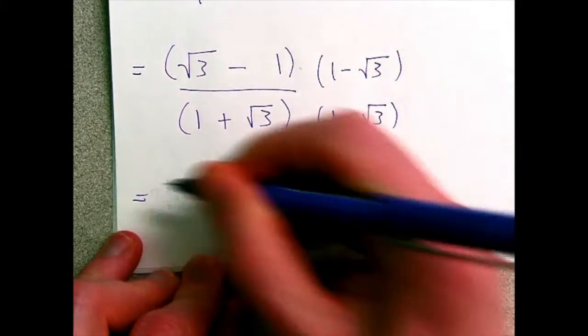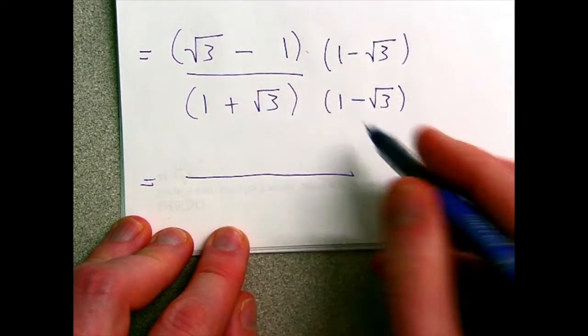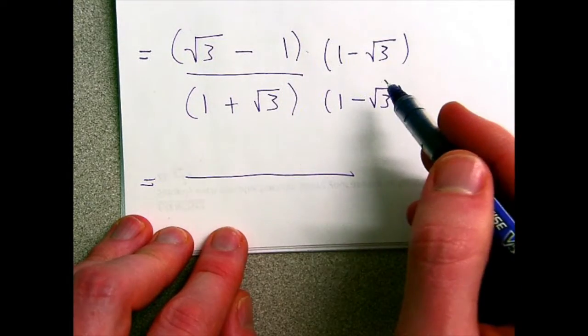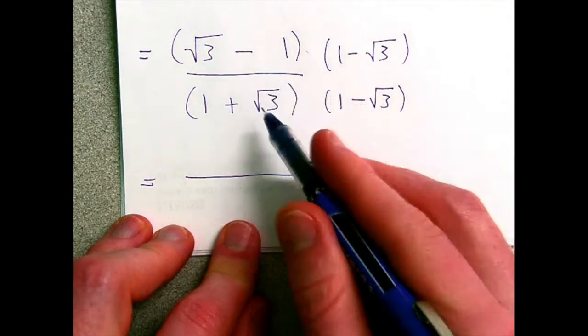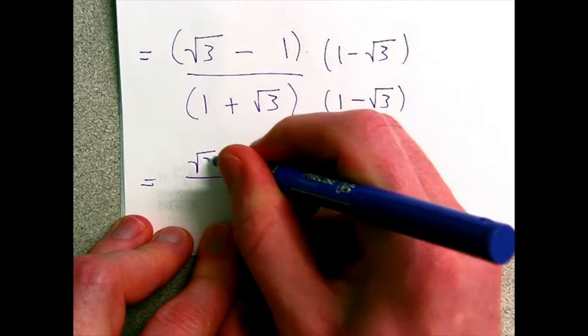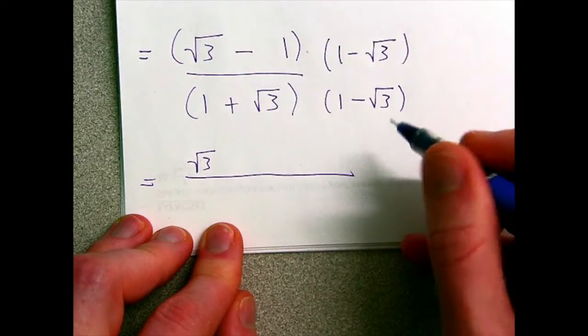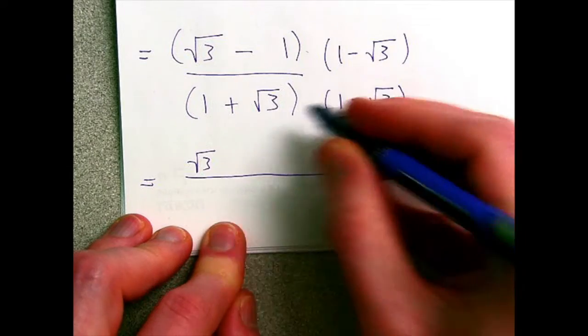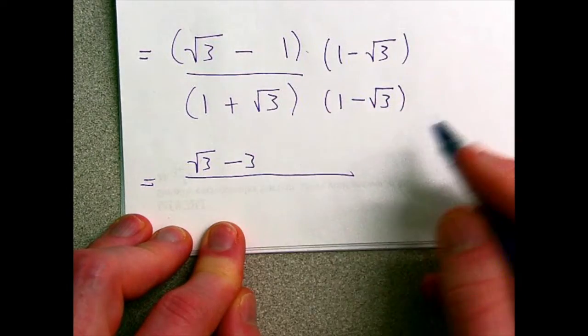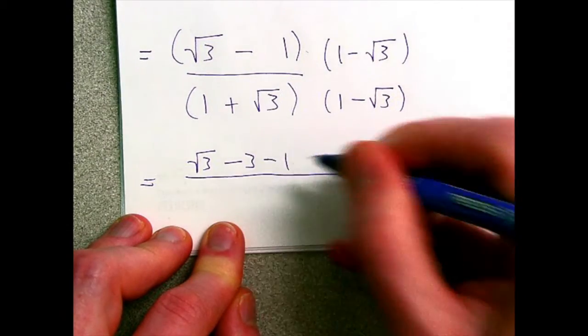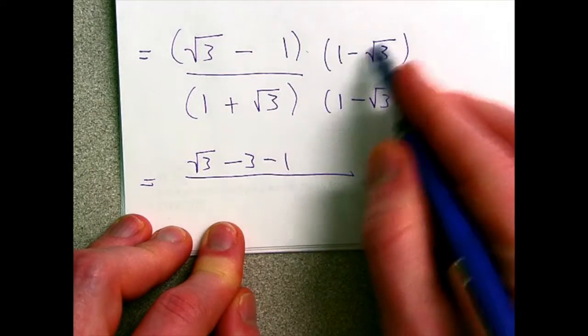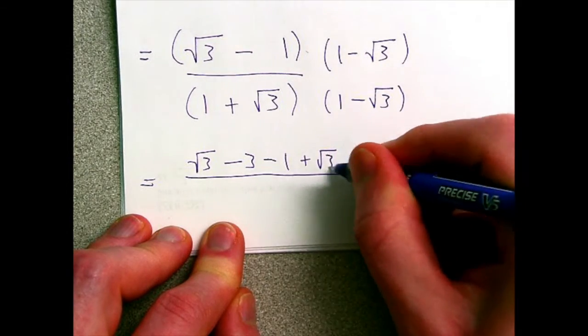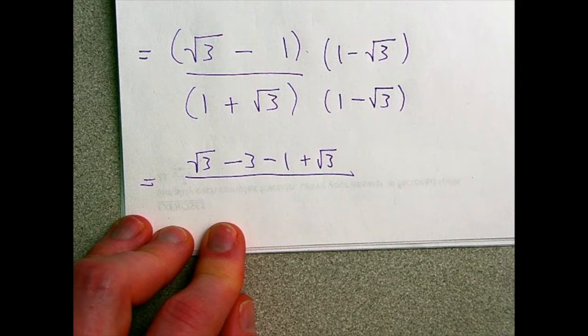So in the numerator, I just have to multiply everything out, right? Kind of a pain, but just do it. So root 3 times 1 is root 3. Root 3 times negative root 3 should just be minus 3. Negative 1 times 1 is minus 1, and then negative 1 times negative root 3 is plus root 3. Be careful with those signs.